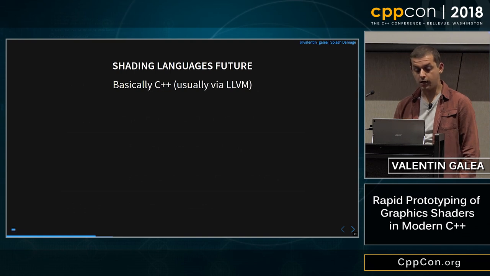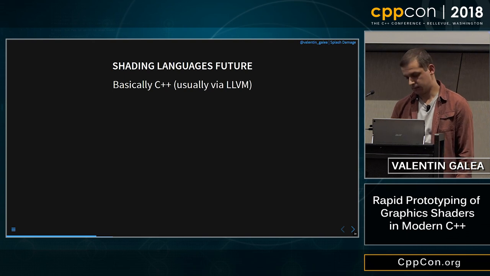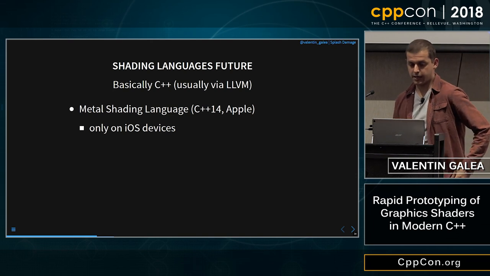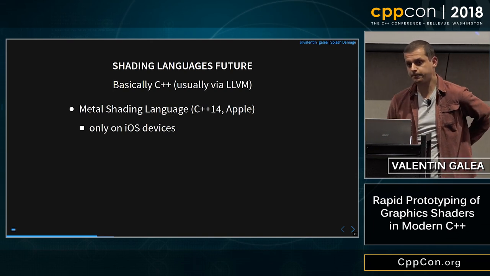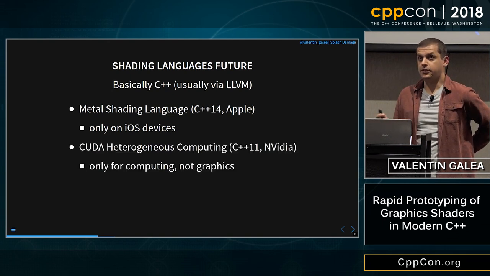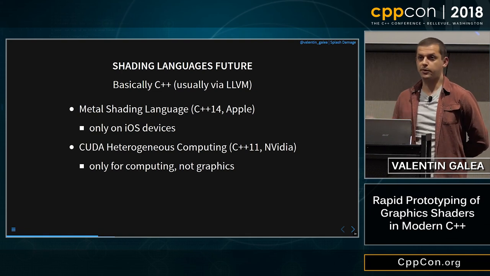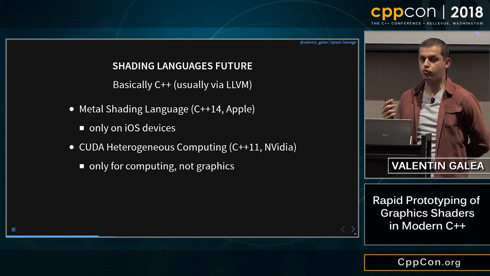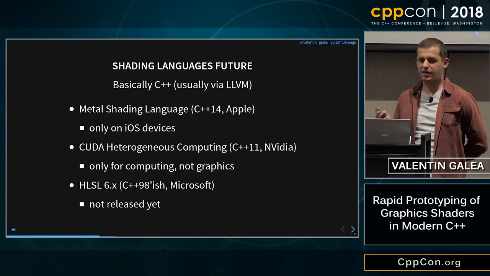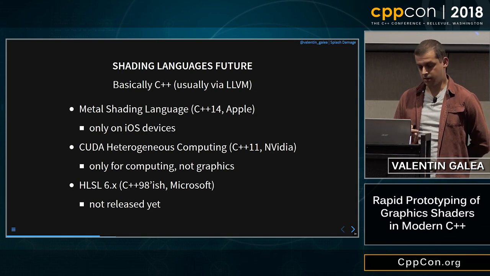How does the future look? Well, interestingly enough, very bright, because everything is moving from C to C++. For example, Apple moved from OpenGL to this Metal thing, and their Metal shading language is pretty much C++14. But it only runs on Apple devices, right? NVIDIA has this CUDA thing, which used to be C, now is C++11, but allows you to write shaders only for general purpose computing, not graphics. And HLSL, which was C, is now moving towards C++98. They will add templates and stuff like that, but it's not yet released.